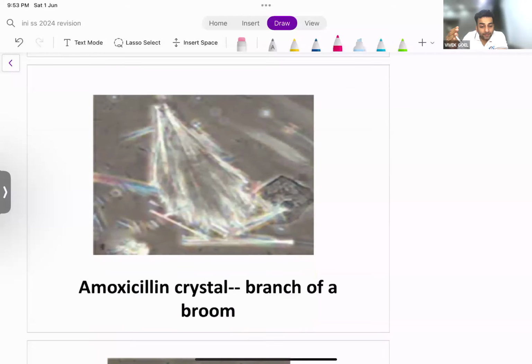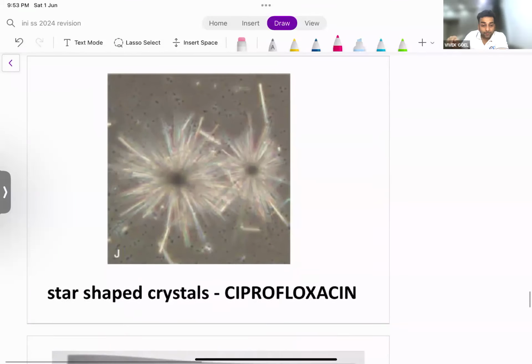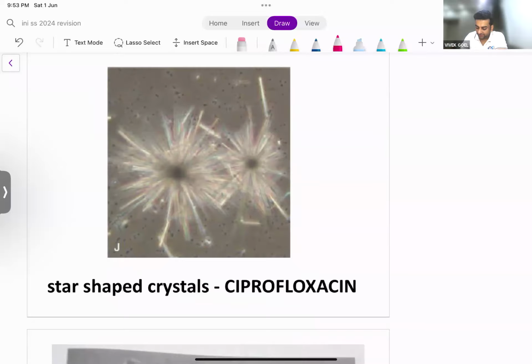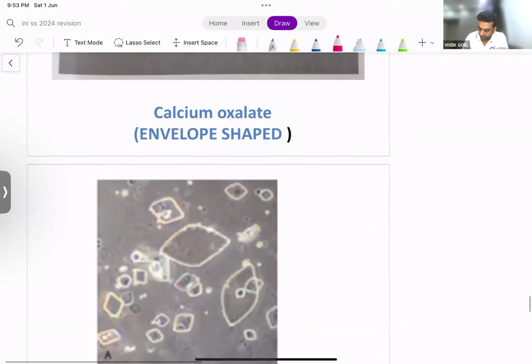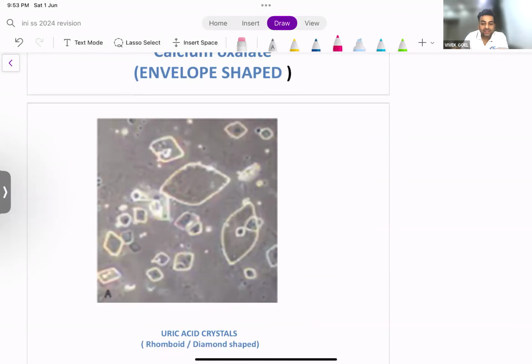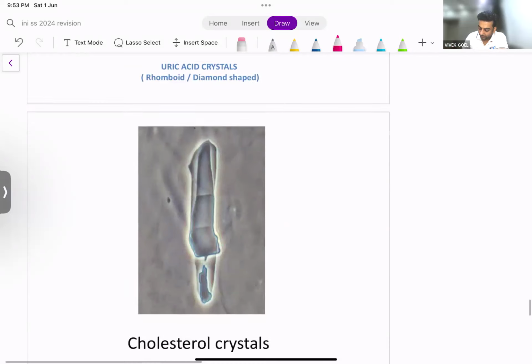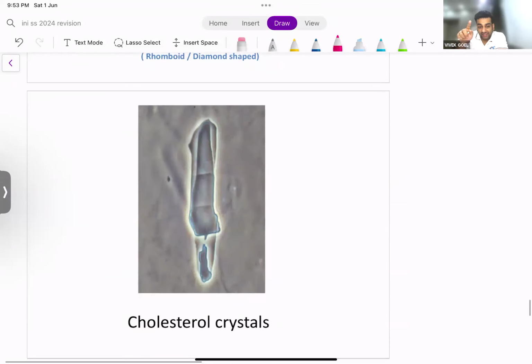This is the branch of a broomstick, which is actually an amoxicillin crystal, a drug-induced crystal. Ciprofloxacin can cause a star-shaped crystal. Calcium oxalate can cause an envelope-shaped crystal, and uric acid crystals could be rhomboid or diamond-shaped. This is a cholesterol crystal, which actually appears like a knife or a dagger.